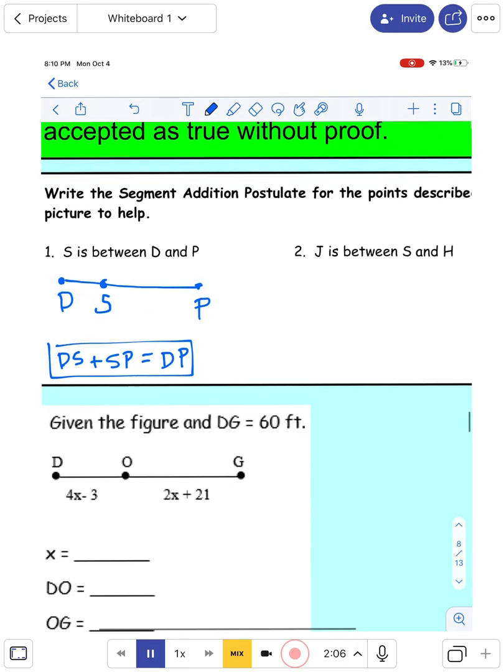All right, number two, J is between S and H. So same thing. We're going to draw a segment. So here's S, here's H, and J is between. And then the segment addition postulate says that SJ plus JH has to equal SH.